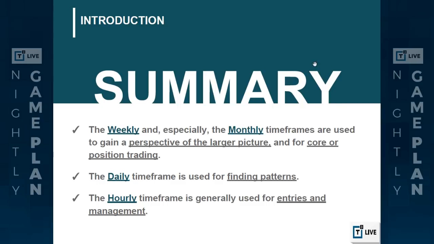So, to give you a summary: the weekly and especially the monthly are used to gain a perspective of the larger picture and for core or position trading. The daily time frame is used for finding patterns, and then the hourly is used for entries and management. It's pretty simple. Weekly and monthly are more for just looking at the larger picture and for long-term trading, if that's what you want to do. The daily is for finding the plays, and the hourly is for finessing or perfecting your entry on the daily time frame by dropping to the smaller time frame. That's all you need to know.